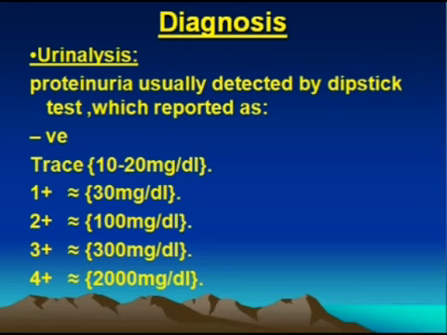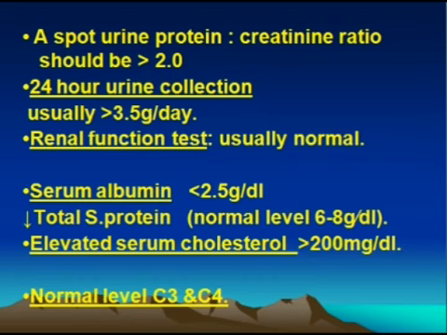Diagnosis: urine analysis. Proteinuria is usually detected by a dipstick test, and reported as either negative, trace, about 10 to 20 mg per deciliter, 1 plus, about 30 mg per deciliter, 2 plus, about 100 mg per deciliter, 3 plus, about 300 mg per deciliter, and 4 plus, about 2 gram per deciliter. In addition to that, a spot urine protein creatinine ratio more than 2, and the 24-hour urine collection for albumin, usually more than 3.5 gram per day.